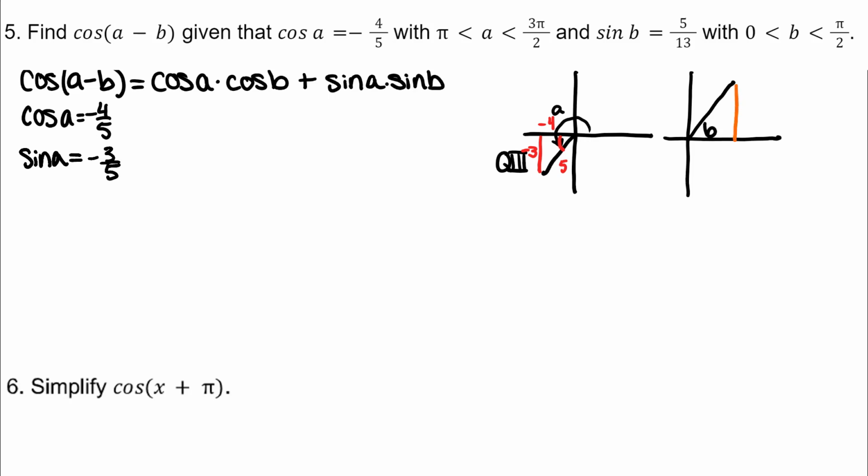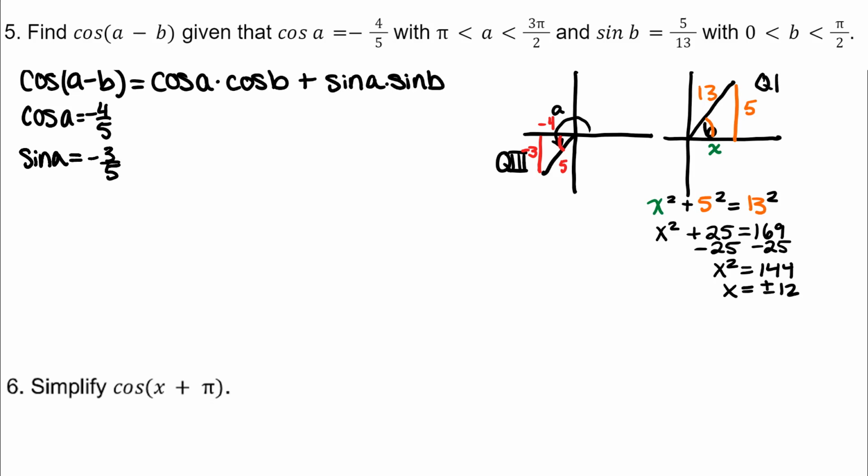Draw a reference triangle for angle B, which is in the first quadrant. Because you were given sine of B, you've been given y over r. So y is 5 and r is 13. Solve for x using the Pythagorean theorem, or you may remember this is also a Pythagorean triple, 5, 12, 13. Because we're in the first quadrant, x is positive 12. Cosine B is 12 over 13, x over r. And they already told us that sine B is 5 over 13. Wow, now we have all of the ratios that we need and we can plug them in.